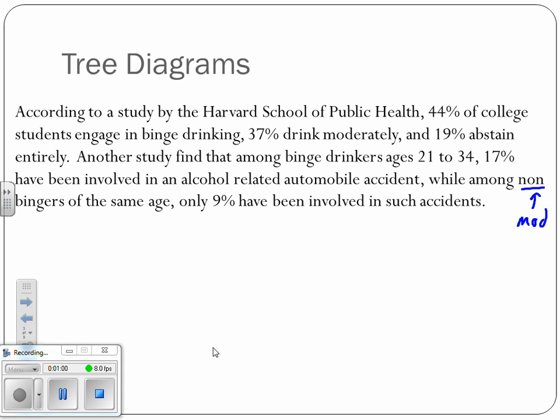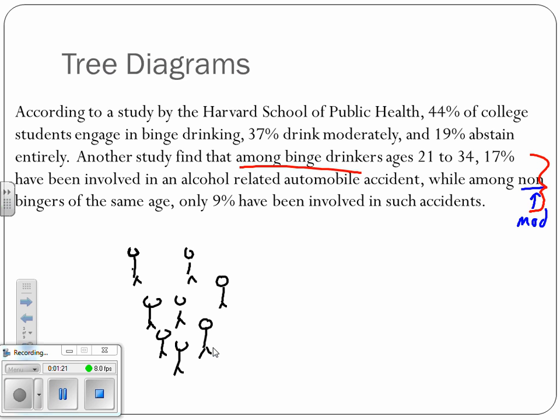So what makes this a little bit different than what we've seen before? Those two sentences, among binge drinkers, we've taken the big group and we've kind of narrowed it down, right? So let's say that this was all of our students on campus that are in this study. What they're saying is we've essentially kind of started to separate into smaller groups.